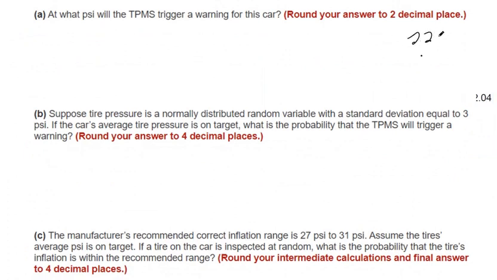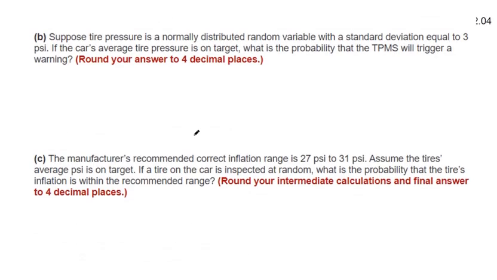Okay, so for the next part, they're saying, hey, now let's assume that it's normally distributed. So this is the stats part. 3 standard deviation, right? We'll need that for the z-score formula, because if we hear the word normal distribution, we should be usually thinking z-scores. Okay, so they say that pressure's on target. What's the probability that it will trigger a warning?